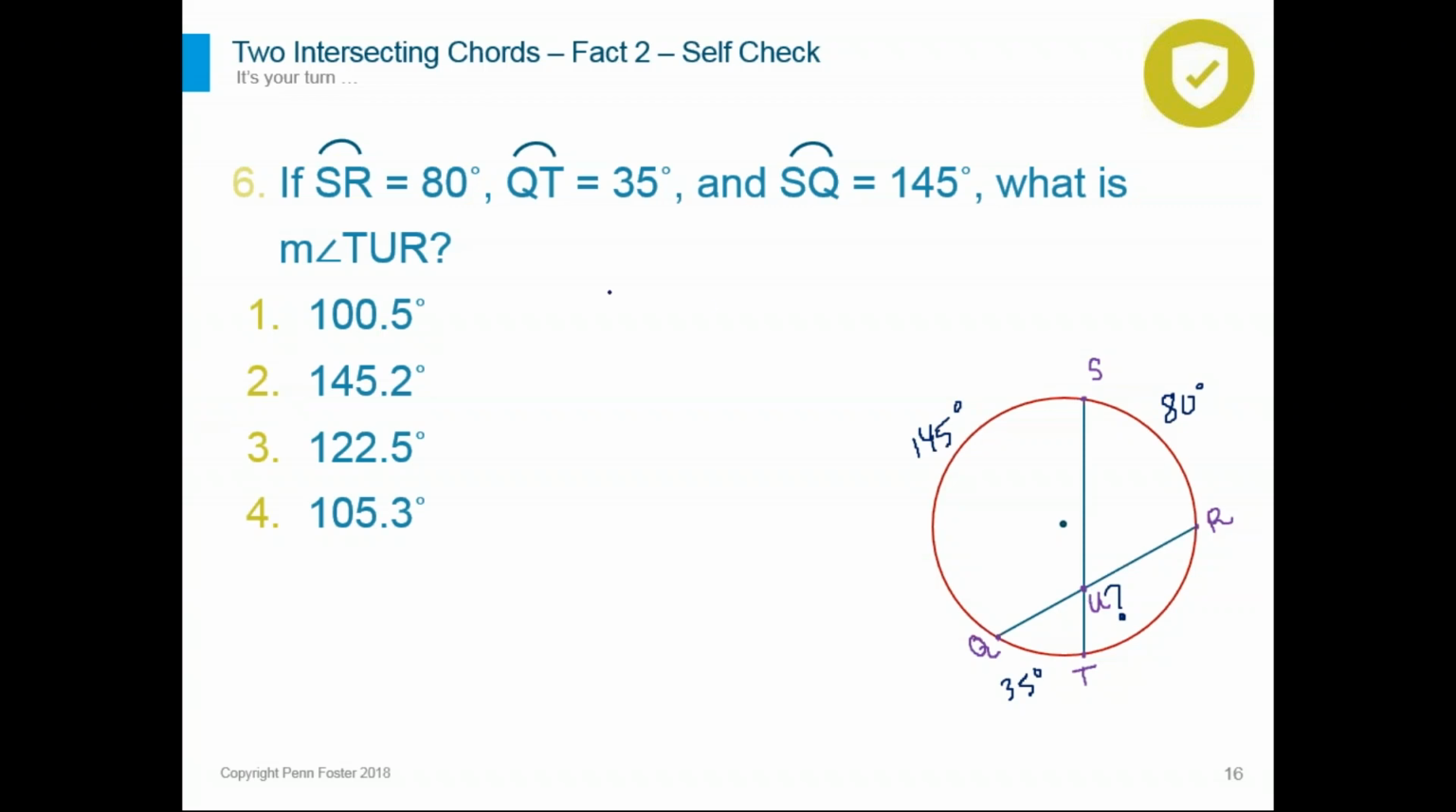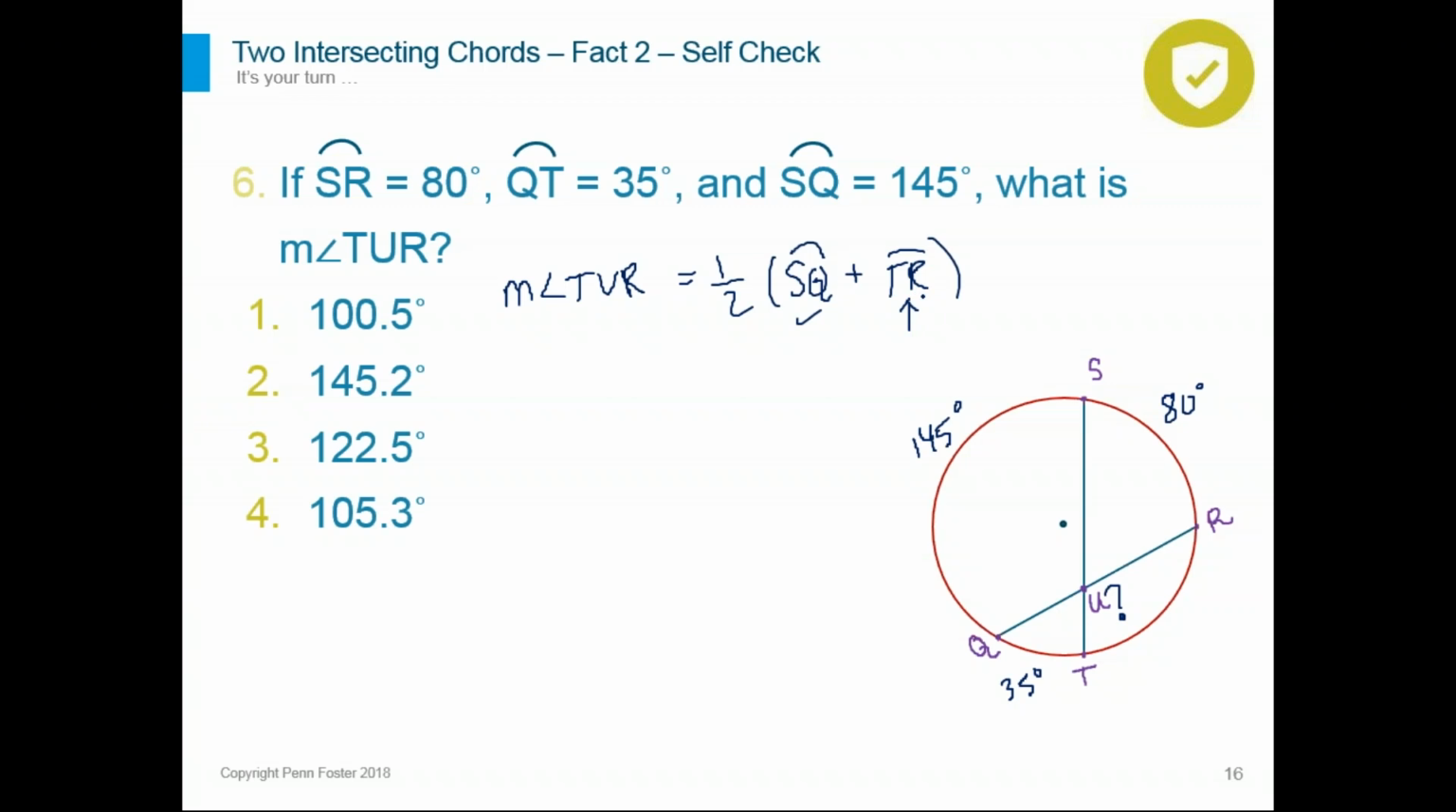So they're trying to find the angle measure of this one here. Remember the rule: the measure of angle TUR should equal half of the sum of the intercepted arcs. So it should be the sum of SQ and the arc measure of the other one, which is TR. Well, SQ we have, TR we do not have. How can we find the arc measure TR?